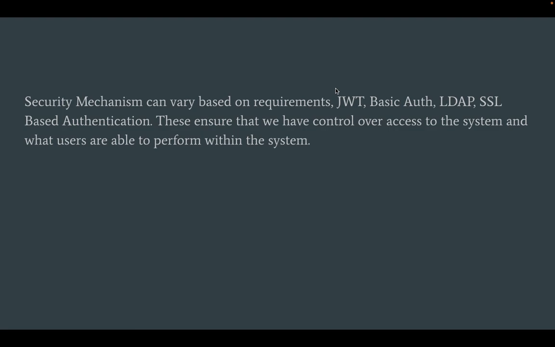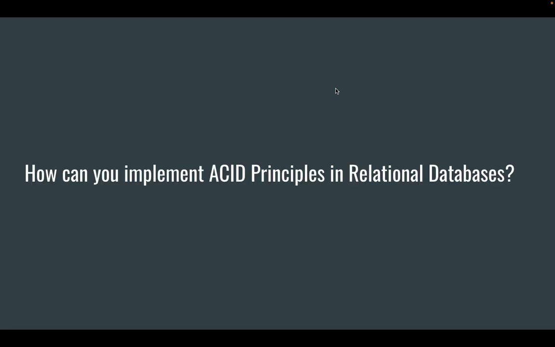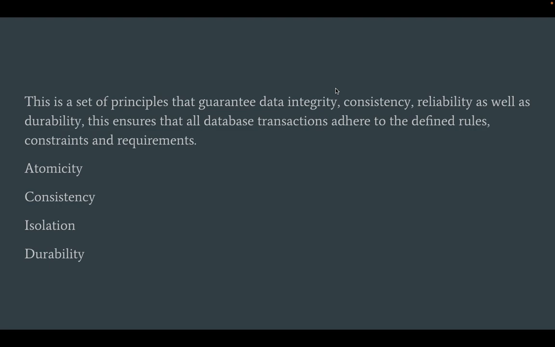So let's go into the next one. In this one, they would say, how can you implement ACID principles in relational databases? So here it's basically just a database question to understand what your understanding is when it comes to relational databases. These principles are the same as OOP SOLID principles, but in databases. You also have certain principles that you need to know, and ACID principles are part of them. This is a set of principles that guarantee data integrity, consistency, reliability, as well as durability.